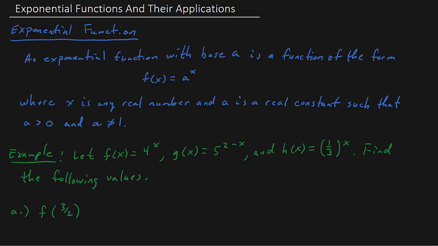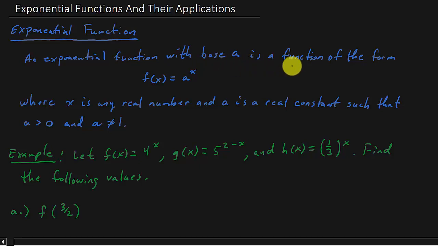An exponential function with base a is a function of the form f of x equals a raised to the x. The a here is your base, and this is your exponent. It says where x is any real number and a is a real constant such that a is positive. That's what this means: a is greater than 0, but it's not equal to 1. That wouldn't be very nice, having 1 raised to a power, because 1 raised to any power would just give us 1.